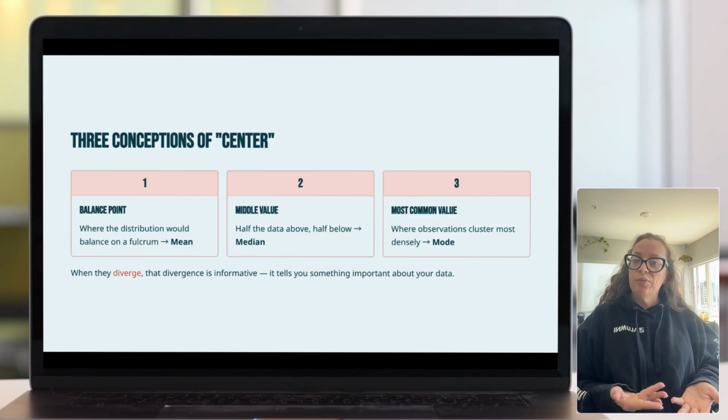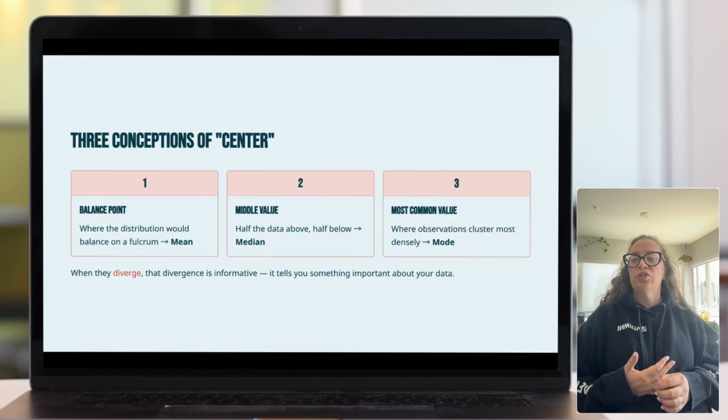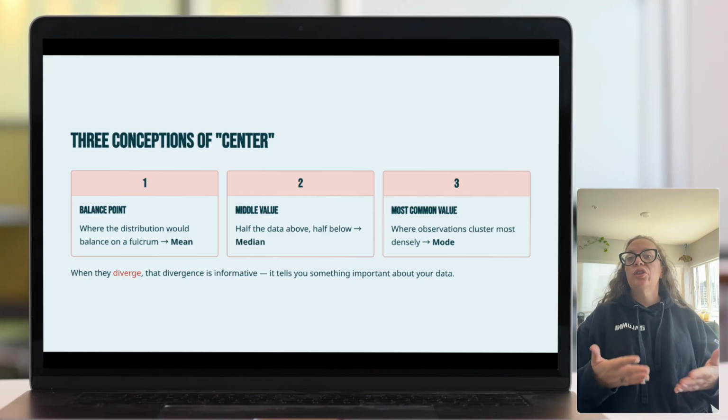Third, the most common value. The center is where observations cluster most densely, the peak of the distribution, where the most are. This is what the mode captures. It's a frequentist approach. What value shows up most often?